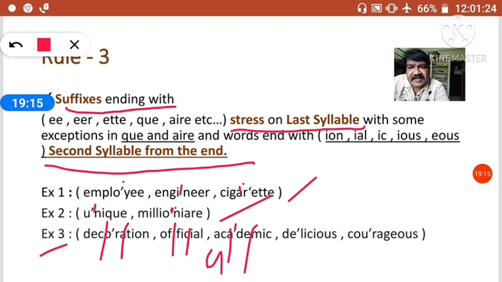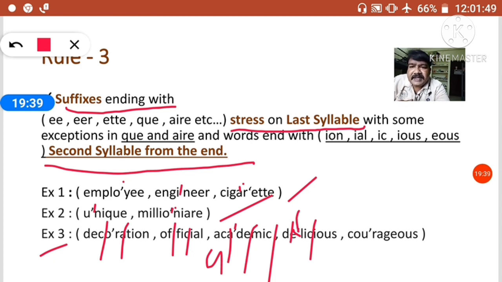Delicious. CS is the first syllable from the end, Li is the second syllable, D is the first syllable. So where did I keep the stress mark? At the second syllable from the end, here, right here.